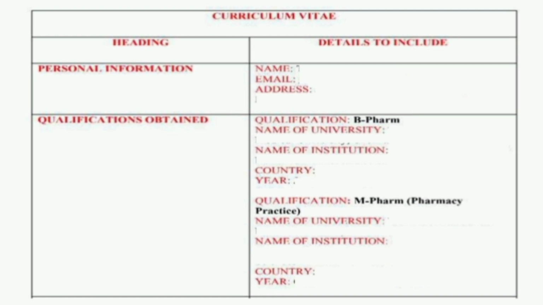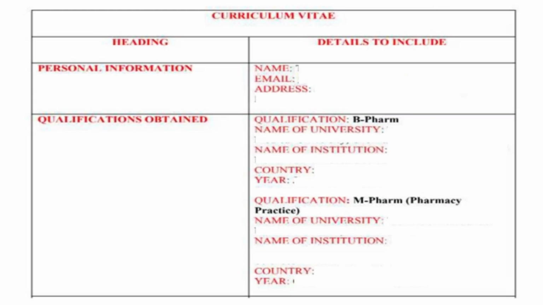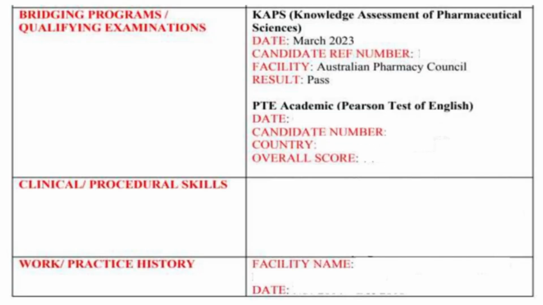And the next one is bridging program, or qualifying examination, same as CAPS. In this section, we want to mention the CAPS details: the date and candidate reference number, facility, and the result. Same as that, the English proficiency test details also we want to mention in this section.